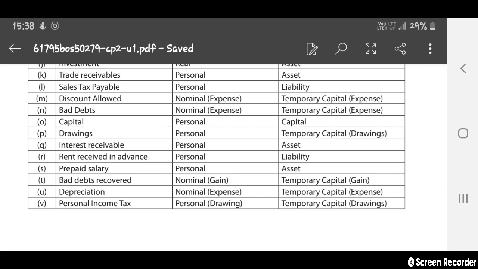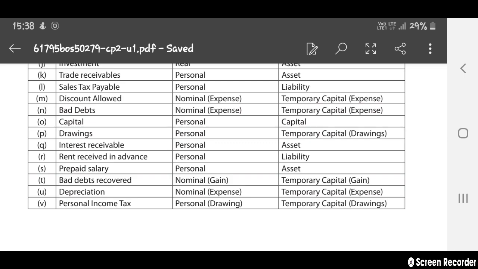Next, we say prepaid salary is personal in the traditional approach and an asset in the accounting equation approach. Bad debts recovered is nominal in the traditional approach, meaning gain in the accounting equation approach. Temporary capital, we say in the accounting equation approach, means gain. Depreciation is nominal, meaning expenses in the traditional approach. Temporary capital means expenses in the accounting equation approach.